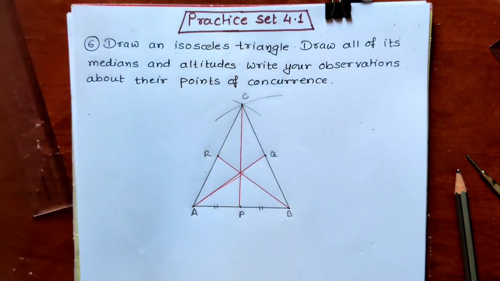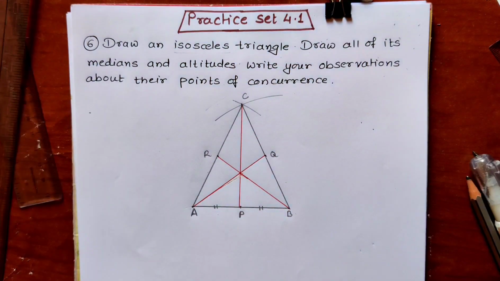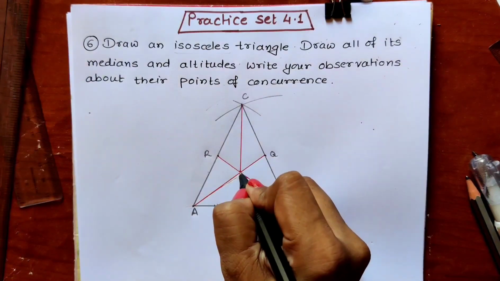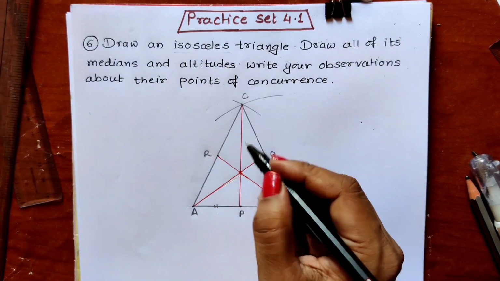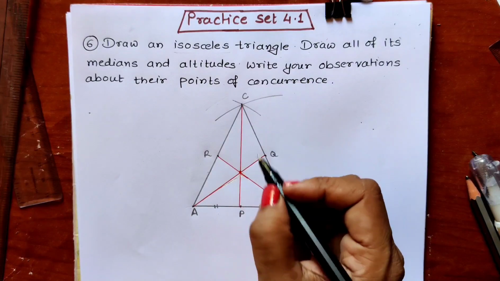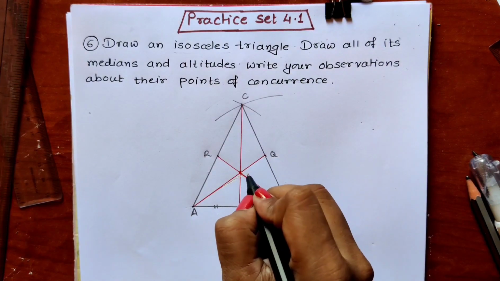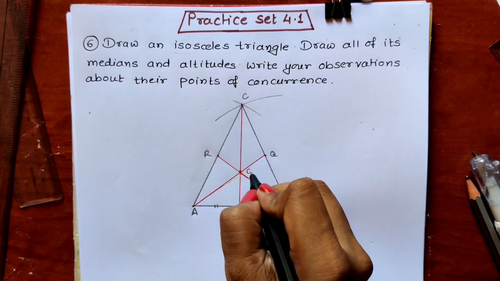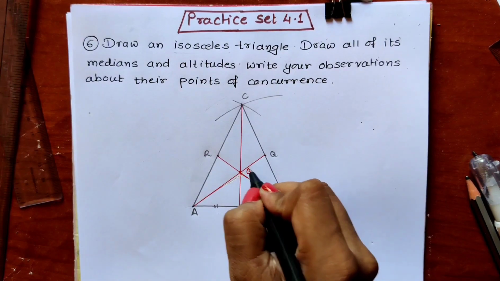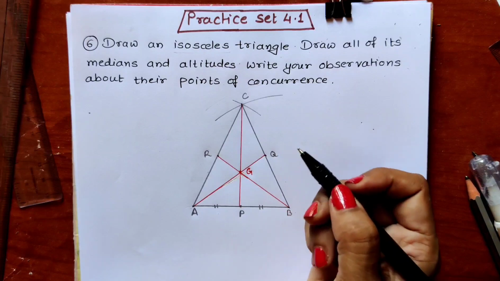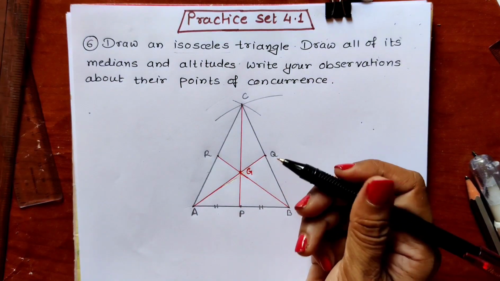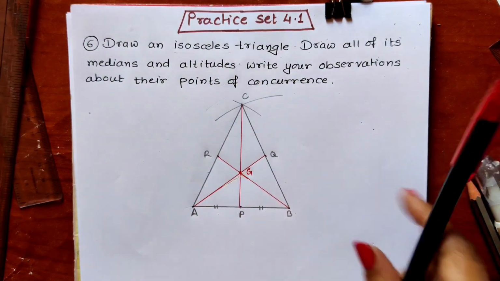Okay. So this is their point of concurrence, and the point of concurrence of medians is shown by capital G. So this is capital G, which is the centroid or point of concurrence of medians. Now we will have to draw altitudes.